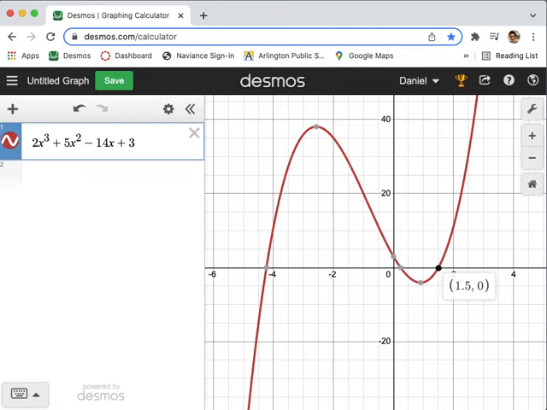About how to find roots of cubic polynomials without using the grapher first. In order to do that, let's take a look at one with the grapher. Here is 2x cubed plus 5x squared minus 14x plus 3, and I want you to notice the root that I've got highlighted here at 3/2. That's the root.